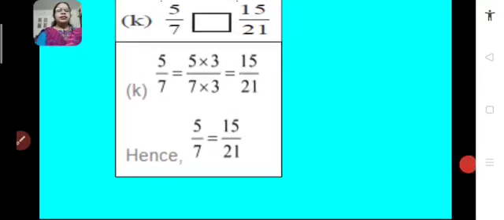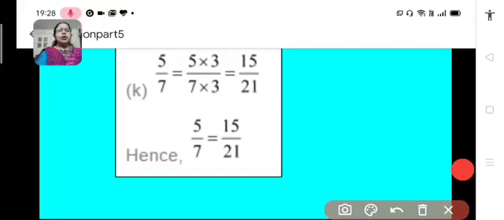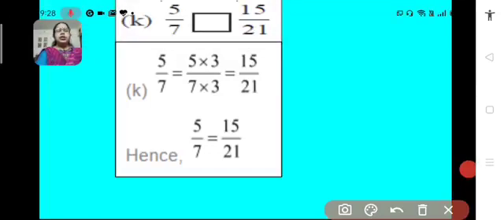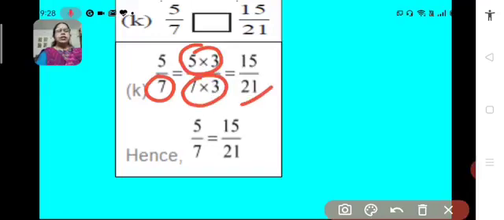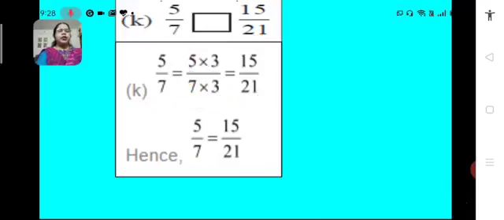Next, 5 upon 7 and 15 upon 21. Again, to make the fractions like fractions, we have to change the denominator. For that, we take the LCM of 7 and 21, and it is 21. To convert the denominator, we have to multiply it with 3. 7 times 3 is 21. So, we multiply the numerator and denominator both by 3. And what do we get? We get 15 upon 21. Here also we have 15 upon 21. That means both the fractions are equal. They are equivalent. So, 5 upon 7 is equal to 15 upon 21.